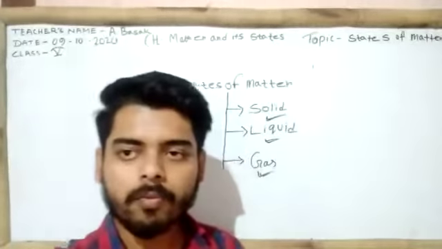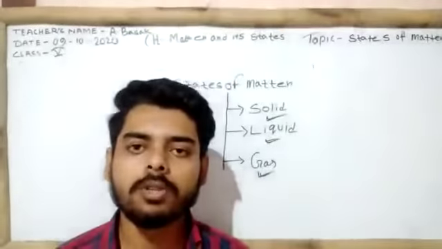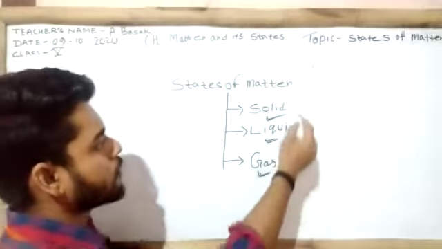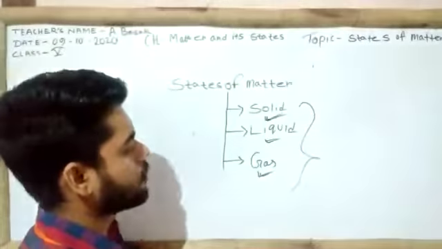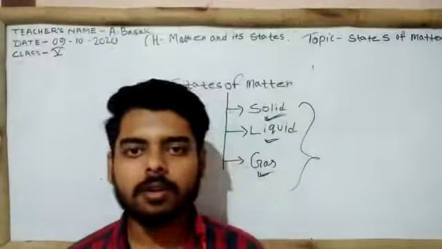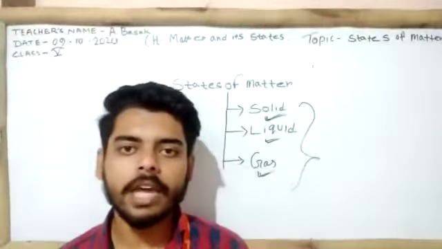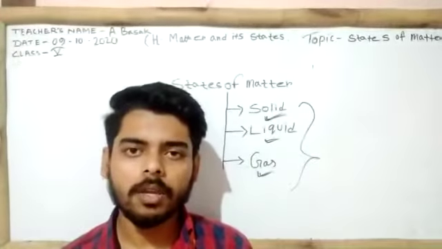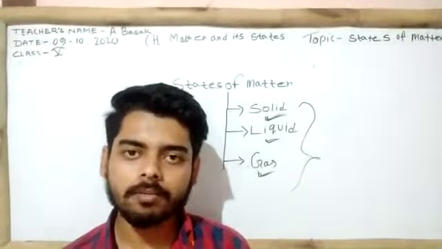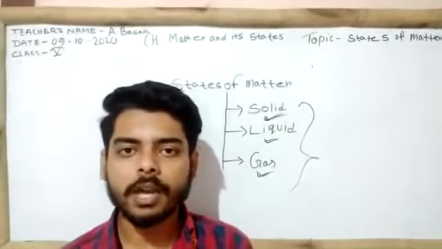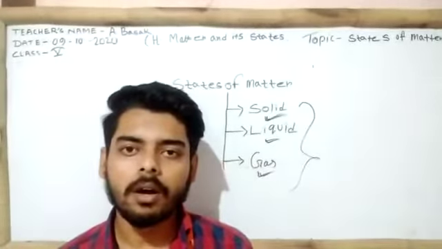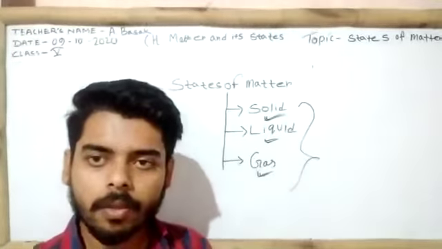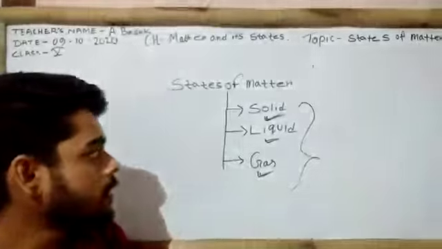Okay, so let's talk about a few properties of these three states. First of all, let's take solid. Solids have a definite shape and definite volume. Okay, a solid can be held in our hand. A solid cannot flow, a solid cannot diffuse, and a solid cannot be compressed.